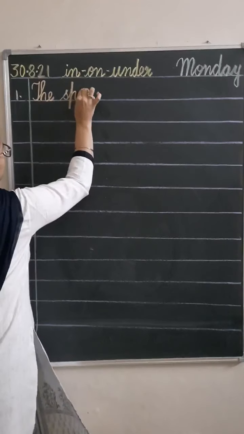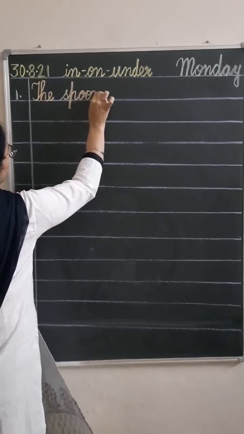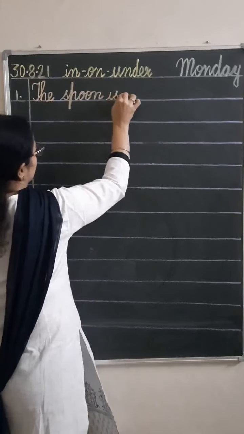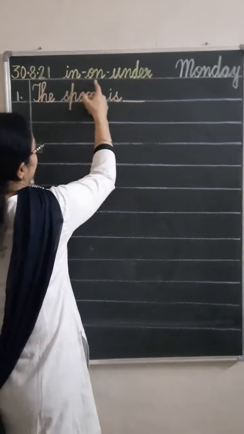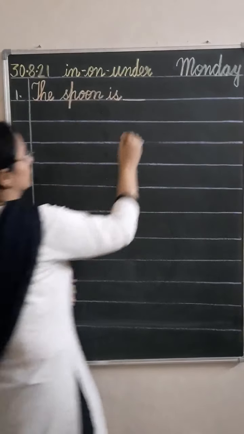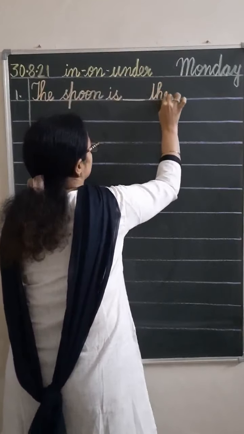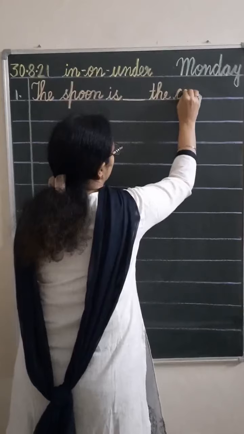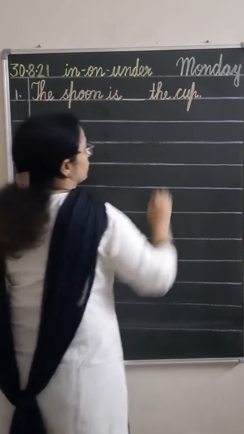SP double O, that is double O. The spoon. IS, is. Here make a blank to fill in, on, under. The spoon is dash the cup. CUP, cup. Okay, and here put full stop.